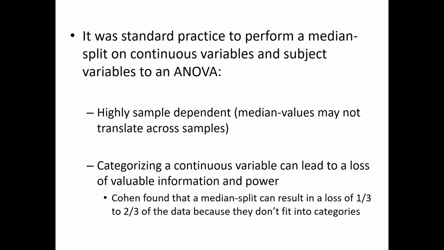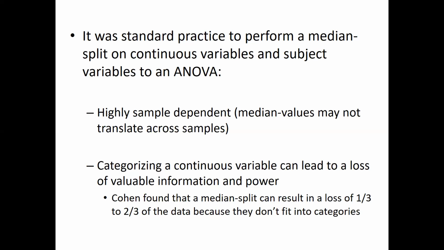Let's say you do that median split right at 5. Everything above 5 goes into one group. Everything below 5 goes into another group. So the first issue is what happens to 5? It's right in the middle. Does it go in the top group? Does it go in the bottom group? So that's an issue.